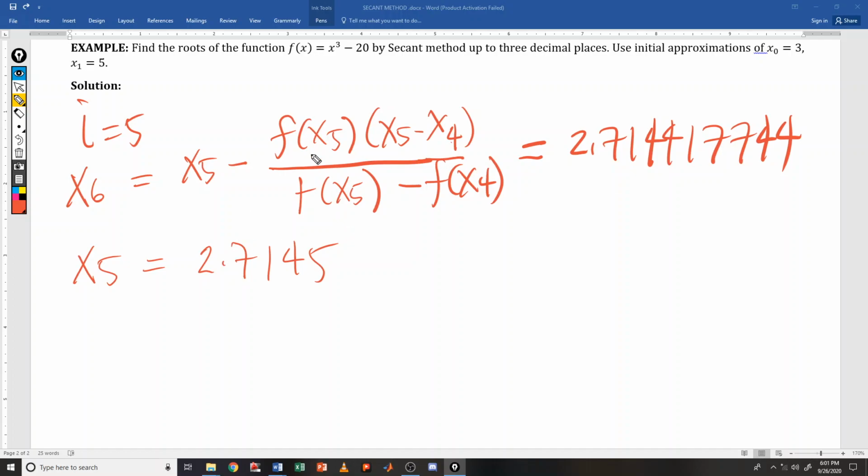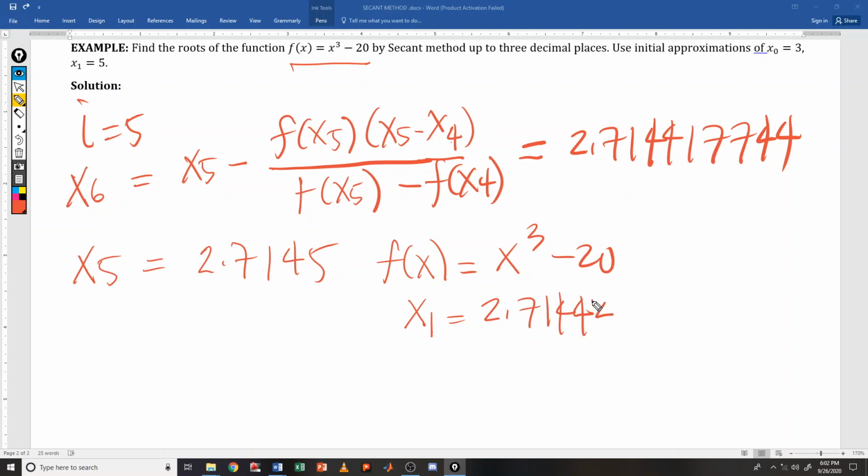This function can also be graphed using MATLAB software. Since we have the function f of x equal to x cubed minus 20, we're expecting that this function has three roots because this is a polynomial of degree 3. What we found is the first root, which is the real root of this function, 2.714417744. So this is the real root. The other roots, verified in MATLAB, are complex conjugate pairs.